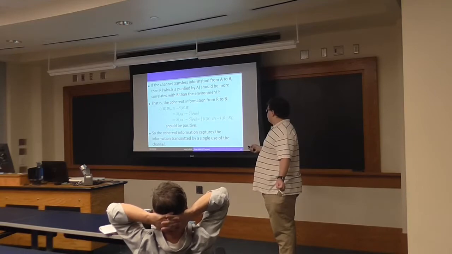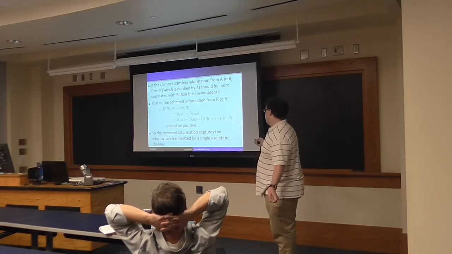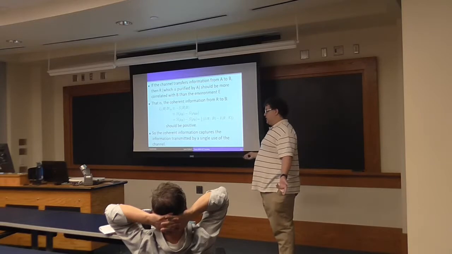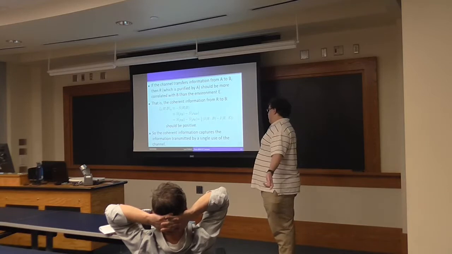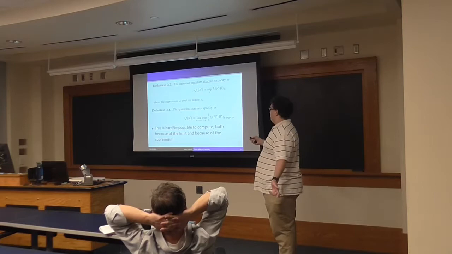And if this thing is positive, that means that B actually is more correlated with R than the environment. So if I apply the channel once with this initial state, then this is the amount of information that's been transmitted. Now, more abstractly, what's the best I can do with this channel? Well, I should just take the supremum of this with respect to all possible initial states. So this is called the one-shot channel capacity.